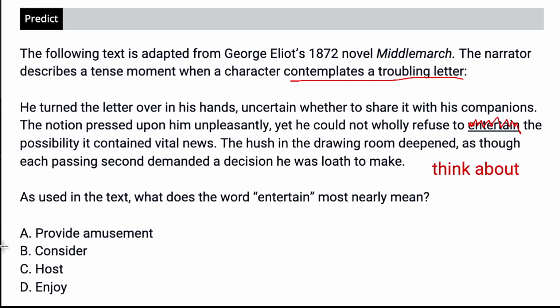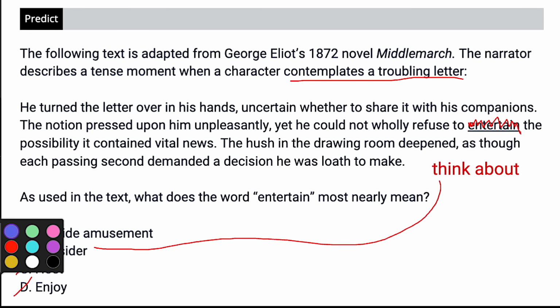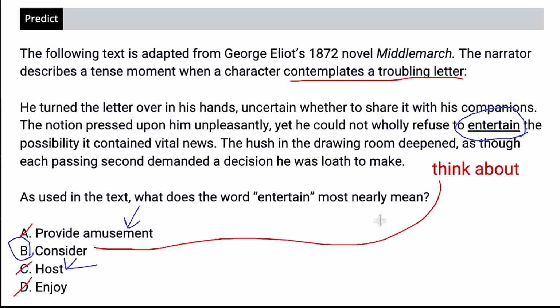We go through our answer choices here. Provide amusement, no. Consider, that means think about. Host, no. Enjoy, no. And the reason that this is such an important strategy, and yeah, that's our answer, by the way, is if we were to just look at our answer choices, especially if we were just looking at "entertain," all of a sudden we might get tricked, because a lot of the time "entertain" means provide amusement or even host, right? So be careful, make sure to fill in the blank, ignore that word, and come up with your own prediction instead. All right, now let's talk math.